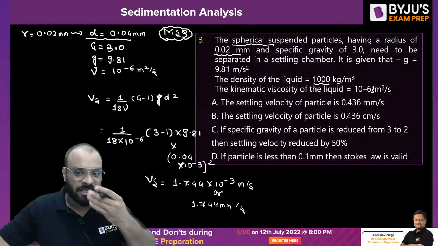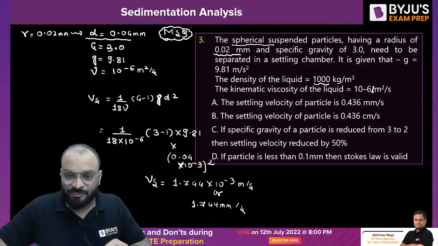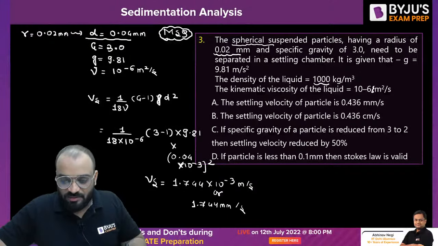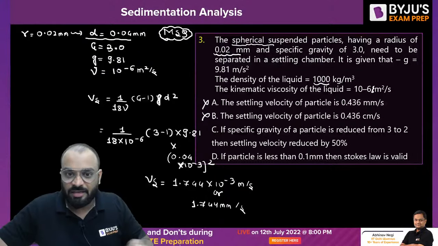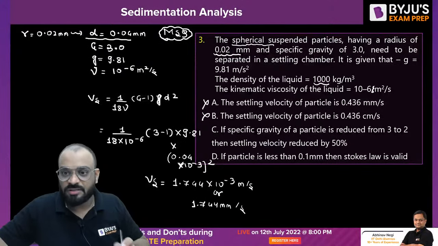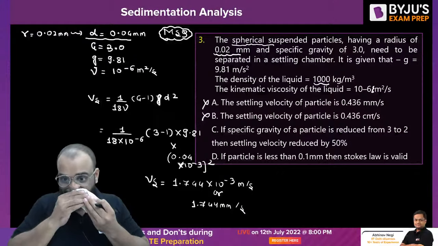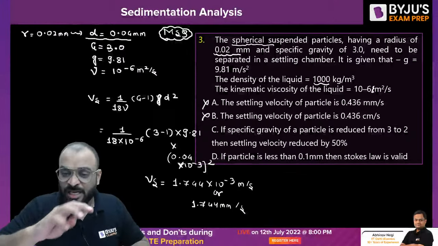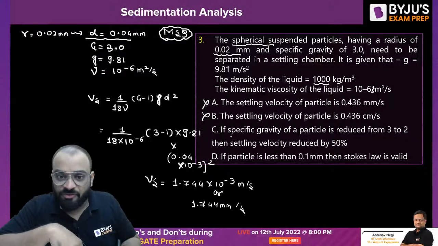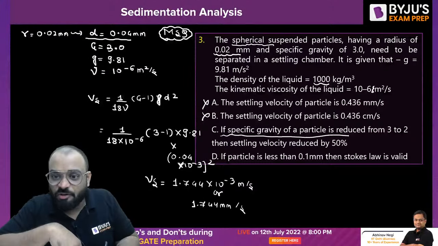Now tell me, guys, is any of the answers correct or not? A and B are wrong. Both the statements are wrong, right? Because as per their statements, the velocity should be 0.436 mm per second and 0.436 centimeter per second. Clear? Next case.